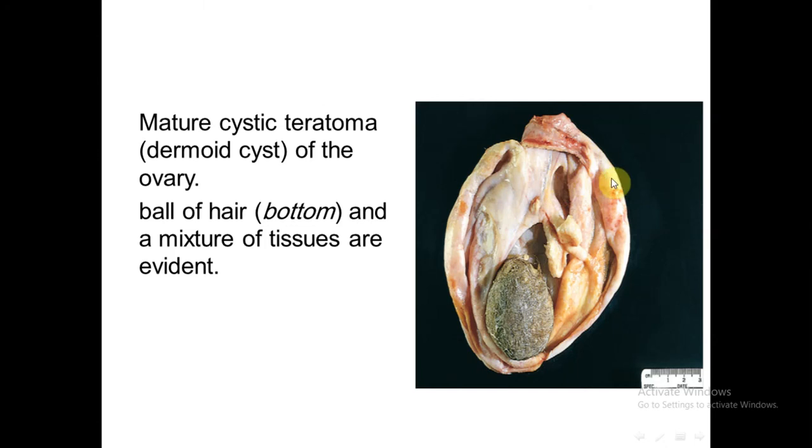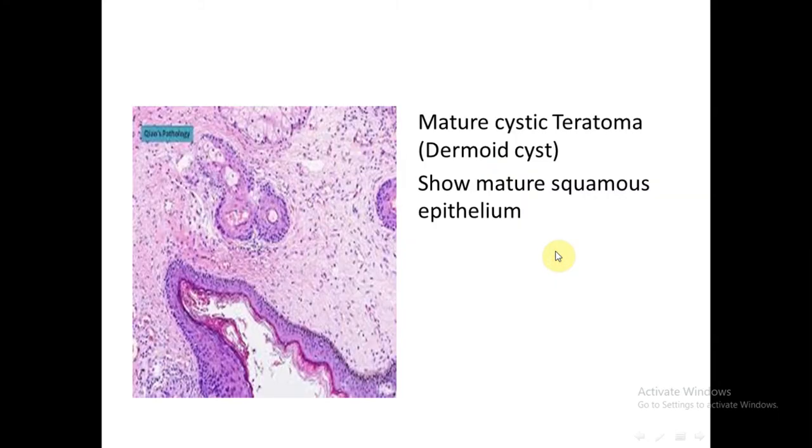Here we have a cystic structure with solid areas containing the sebaceous material and hair. This is hair and this is the sebaceous material. We have cystic spaces. This is tooth. Mature cystic teratoma microscopically showing stratified squamous epithelium and skin appendages including the sebaceous glands.